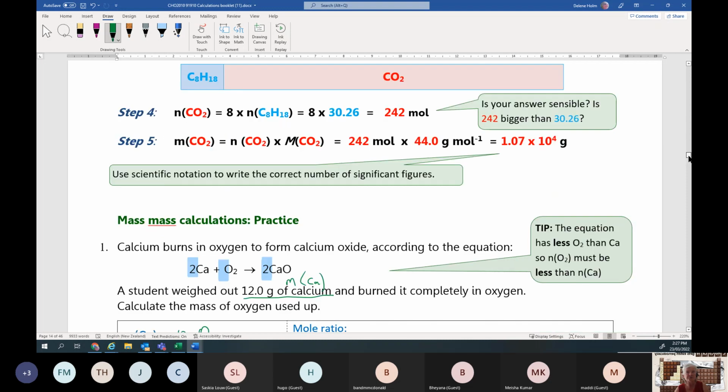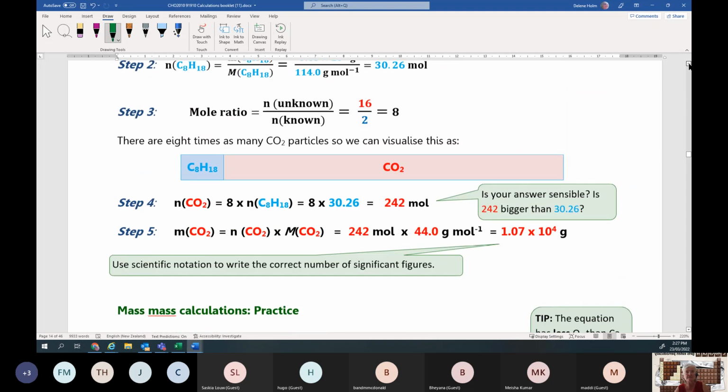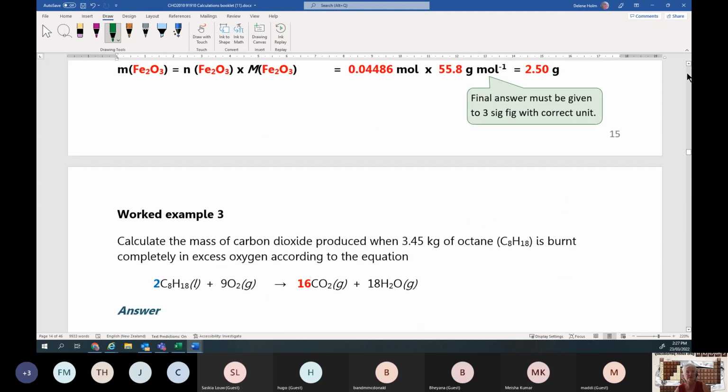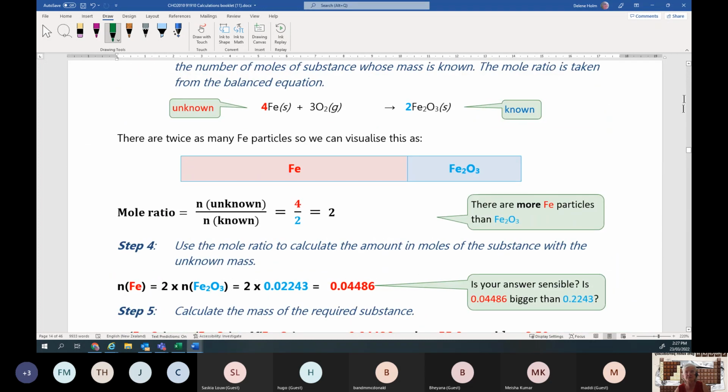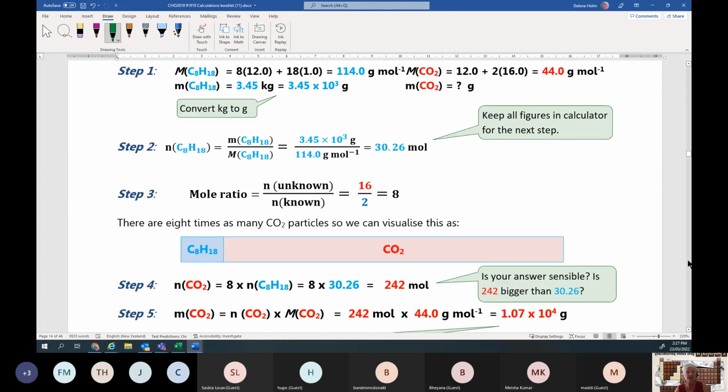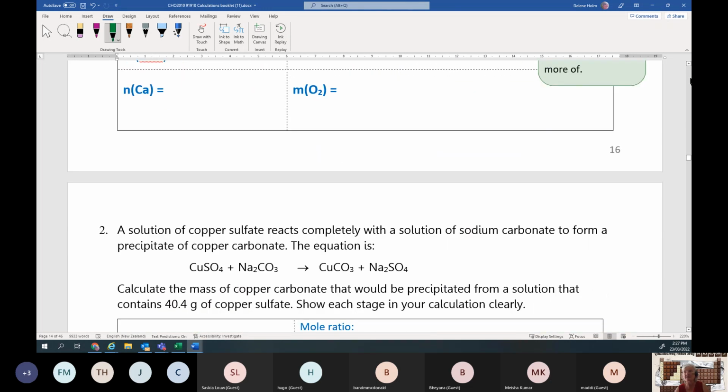So if you're working through this booklet, whoops, I've gone down too far. Where did I go? Sorry, I've flipped down. Sorry about this. There.